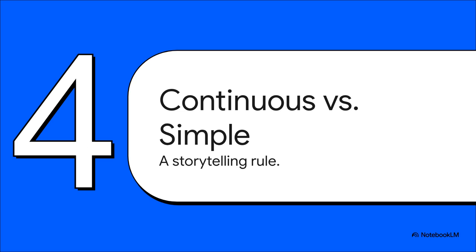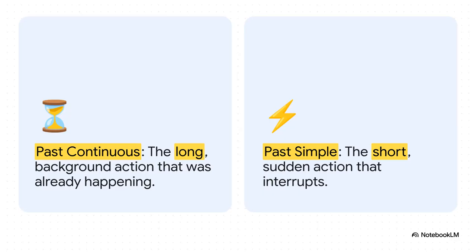Okay, this next part is probably the most important thing we're going to talk about. Understanding how the past continuous and the past simple work together is what will totally transform your stories. So here's the big idea. Think of the past continuous as the long background action. It's the scene. It's what was happening. And then you have the past simple. That's for the short main event. It's the thing that happened, and it usually interrupts that long background action.